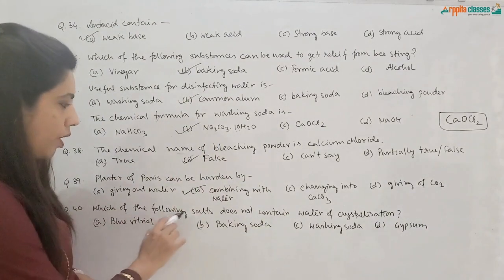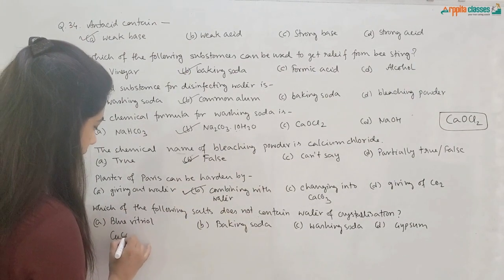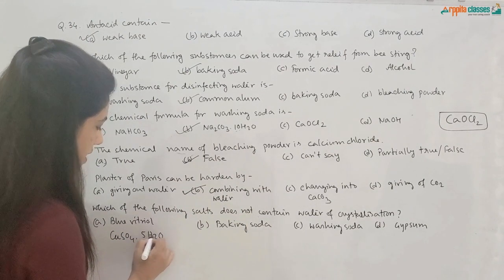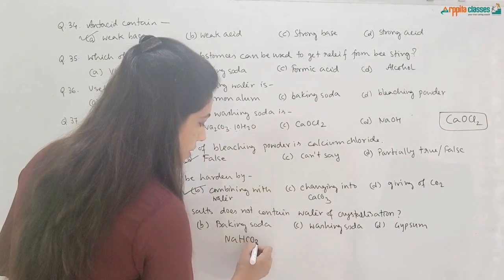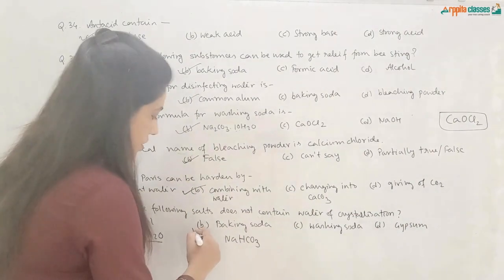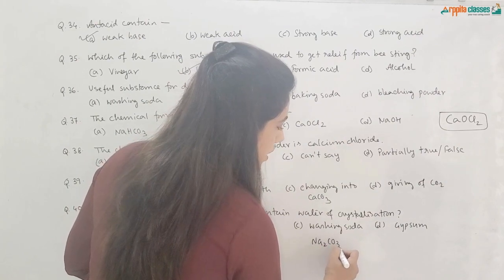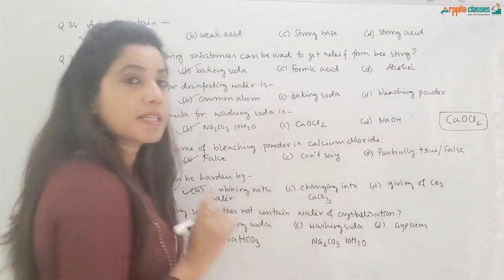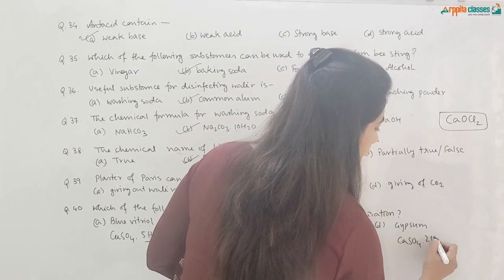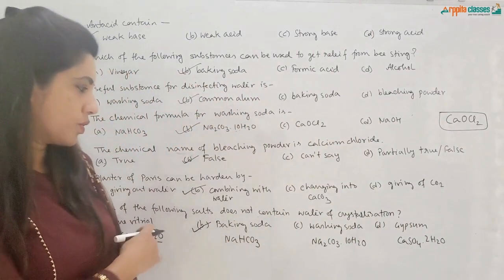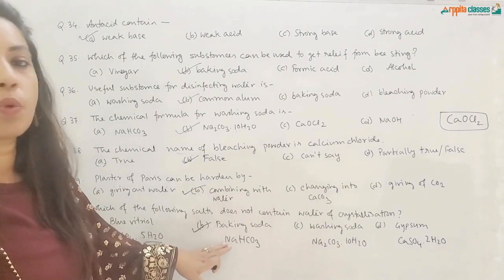Last question, which of the following salts does not contain water of crystallization? Blue vitriol is CuSO4.5H2O. So this contains water of crystallization. Baking soda is NaHCO3, which does not contain water of crystallization. So B is the right option. Let us see others also. Washing soda, Na2CO3.10H2O, contains 10 molecules of water of crystallization, and gypsum is CaSO4.2H2O. So it also contains 2 molecules of water of crystallization. So the salt which does not contain water of crystallization is sodium bicarbonate.